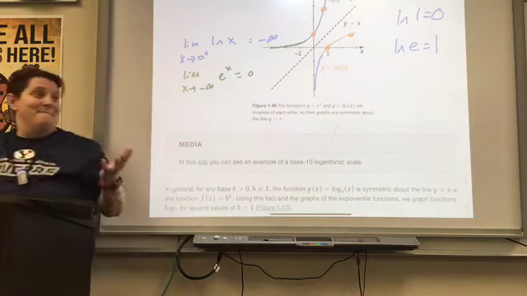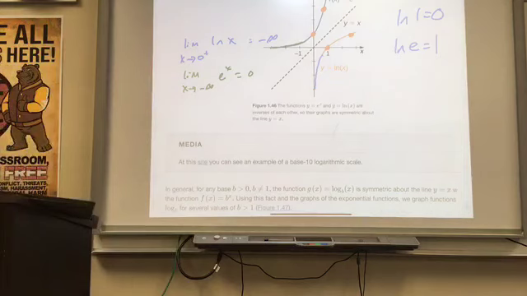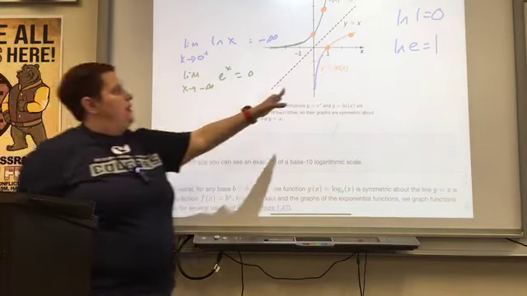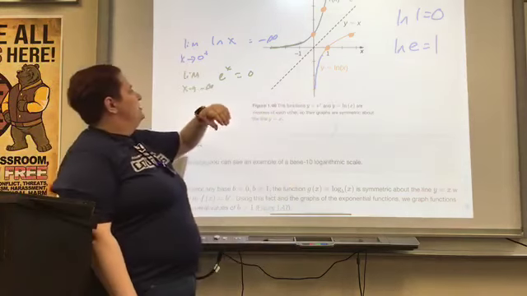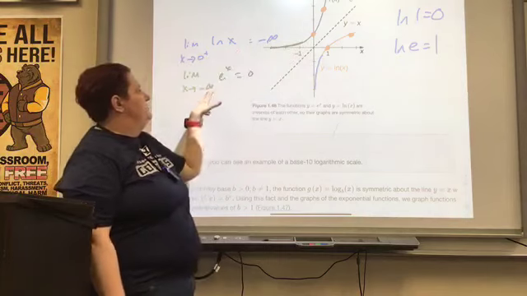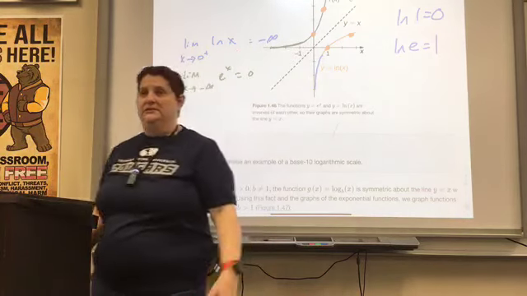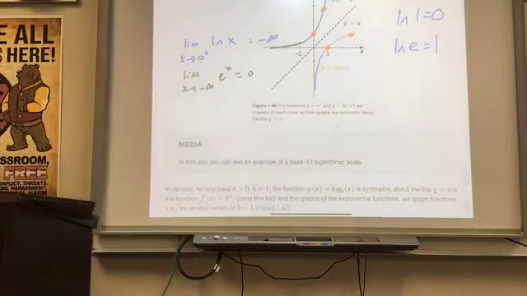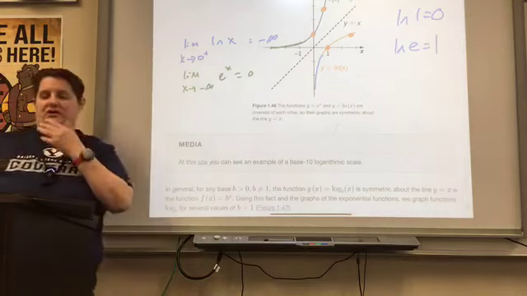Inverses are super interesting. So as I approach 0 with ln, it goes to negative infinity. As I approach negative infinity with e to the x, it goes to 0. It's crazy, right? But if you're ever doing limits with e's and ln's, it's really helpful if you know what those graphs look like.